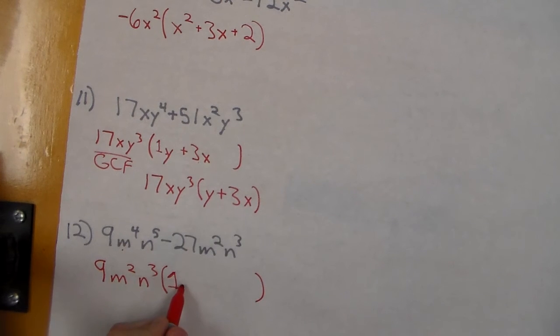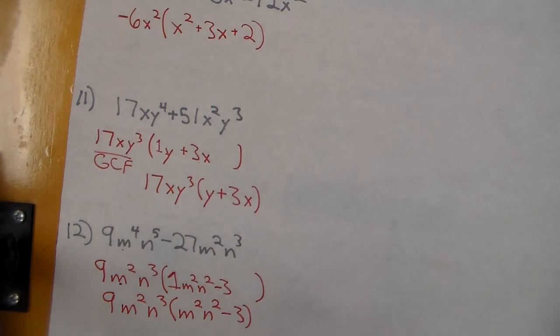Had m to the fourth, took out 2, 2 left. Had n to the fifth, took out 3, have 2 left. Next term I have negative 3 left. M's are gone, n's are gone, so this is going to be 9m squared n to the third times m squared n squared minus 3.